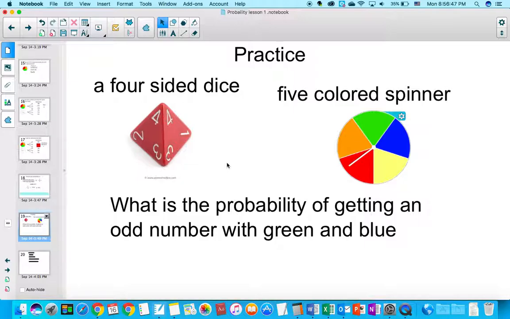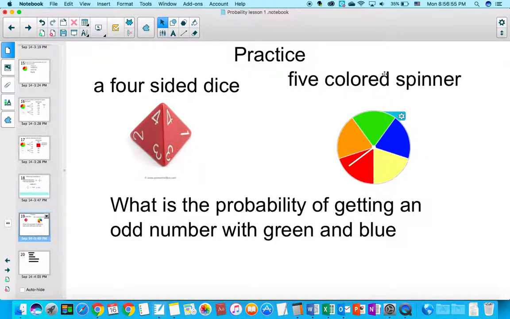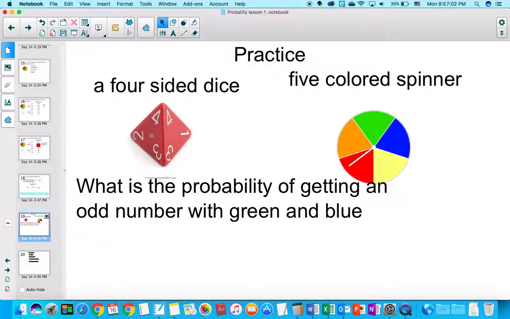So we'll solve that one together in class, and we'll take a look at how to calculate it. But let's take a look at how to solve this in the video. So we take our spinner, I gotta move some stuff around. Oh, he doesn't want to move. All right. So I'll make some room.